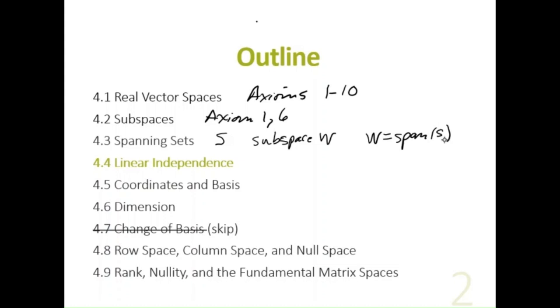And then now, in our section 4.4, linear independence, we're once again going to be given a set S. And we have to determine if any of the vectors now in this set S can be expressed as linear combinations of the others. So that's where we're going today. So let's get into this in detail.